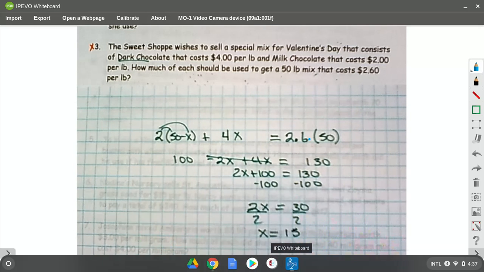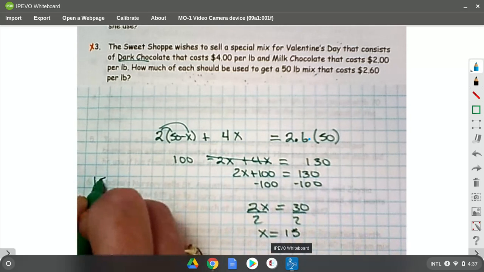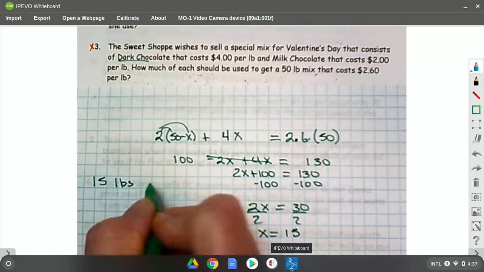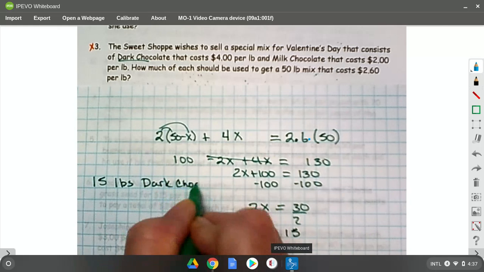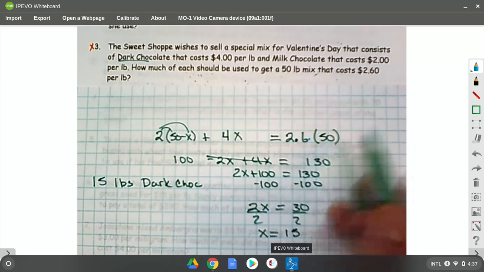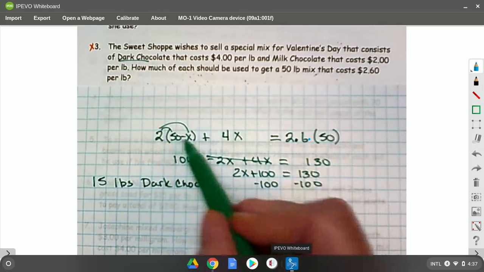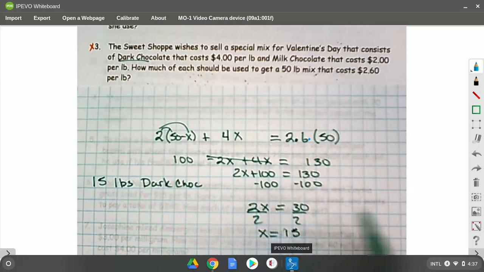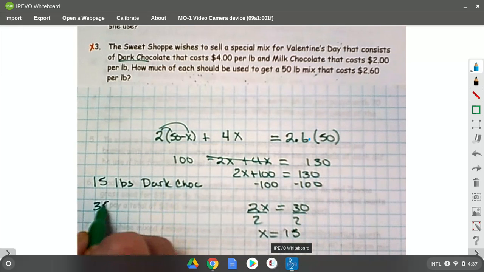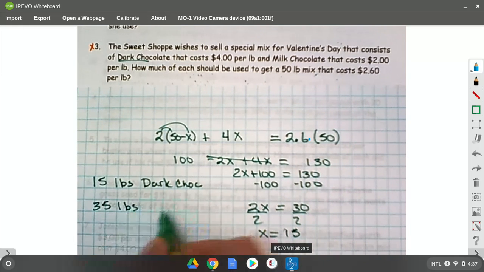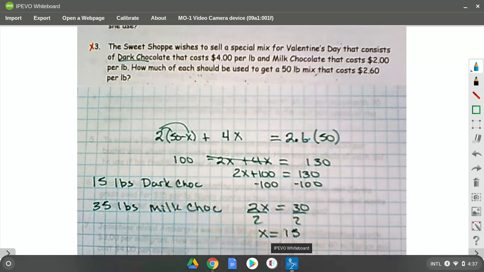All right, so my x was on the 4. So I need 15 pounds of dark chocolate. And I've got a total of 50 pounds. So when I do that 50 minus my 15, I'm going to get 35. So 35 pounds of milk chocolate. Okay?